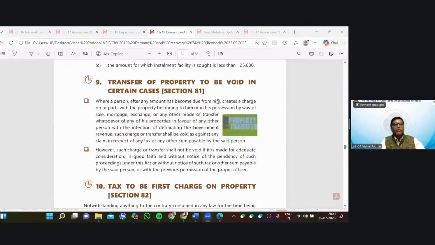Next is the transfer of property to be treated as void. Now, what is this? Many times you will find that a taxpayer may, to avoid payment of tax by attachment of his property, because that is the last resort of recovery which we studied, where your property may be attached and disposed of, the taxpayer may pass on or transfer his property or create a charge on his property in favor of some other person. This is done so that even if the taxpayer is not paying tax, the property cannot be attached, because now the taxpayer has passed on the property.